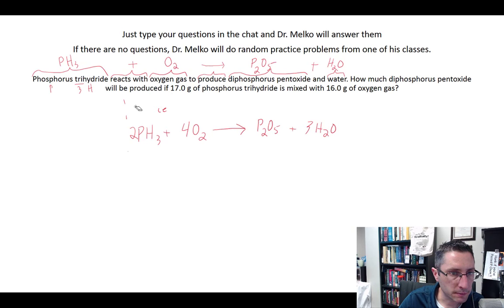Alright, so step 1 is complete. And now we can proceed to the actual stoichiometry. We're given 17.0 grams of phosphorus trihydride. We know the second stoichiometry is going to be 16.0 grams of oxygen gas.